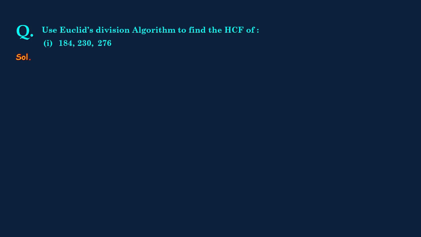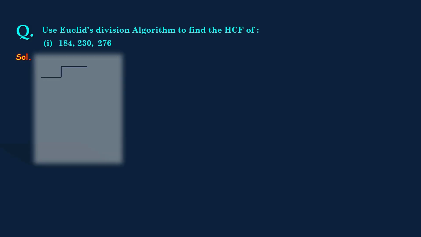So the question is, use Euclid's division algorithm to find the HCF of 184, 230 and 276. In the earlier video, I explained how to use the Euclid division algorithm to find the HCF of two numbers. Now we are going to take a look at how to solve it using three numbers to find the HCF. So first, we will consider two numbers and apply the Euclid division algorithm to find the HCF of two numbers.